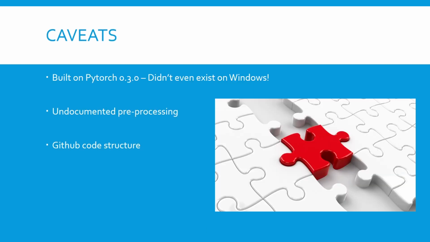However, there are some problems with this. It was built in 2017, and used the PyTorch 0.3 machine learning framework, which didn't even exist on Windows at the time, which is the system I'm using. The pre-processing used is undocumented, because they used a custom data loader for their data, converting it to an H5 data structure, and the GitHub code structure is different from the one the pre-trained model used, meaning that it doesn't work out of the box.